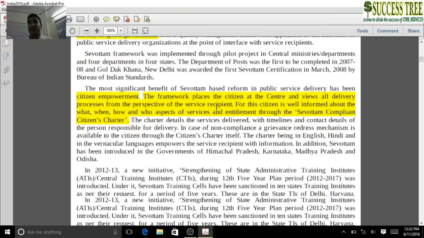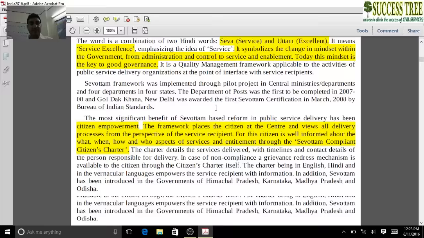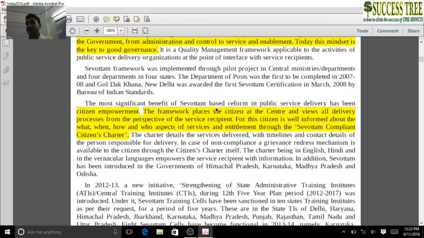Uttam means uttam seva. So certain good points are given there. You can read only the first three paragraphs, and in them you can get the idea about the Sarvottam. Even if a question comes up in the ethics paper, in ethics you can definitely write it in different ways. Same way in paper 2 as well.